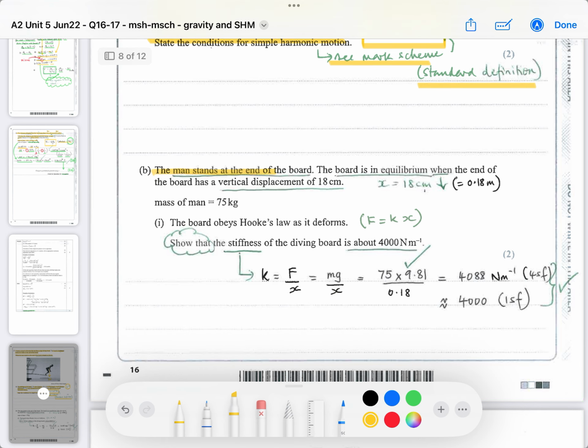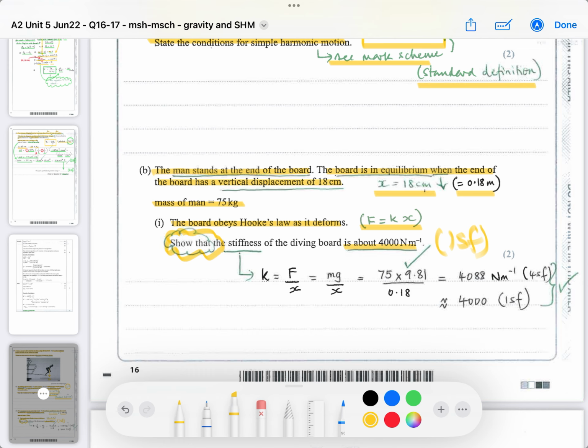The man stands at the end of the board. The board is in equilibrium when the end of the board has a vertical displacement downwards of 18 centimeters. In other words, it's 18 centimeters or 0.18 meters downwards. The mass of the man is given as 75 kilograms, and it looks like they're ignoring the mass of the board. The board obeys Hooke's law as it deforms, so we have F equals kx. They want you to show that the stiffness of the board is about 4,000 newtons per meter. That's to one significant figure, just roughly.